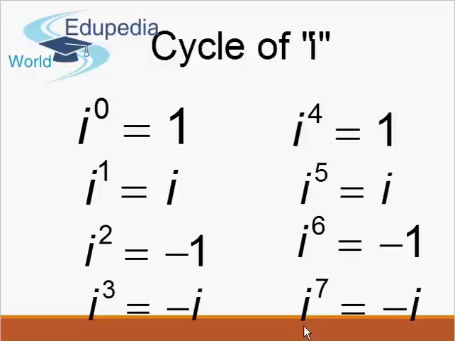i raised to the power 7. How do we break down i raised to the power 7? i raised to the power 7 can be written as i raised to the power 4 multiplied by i raised to the power of 3. What is i raised to the power 4? Once again, it is 1. What is i raised to the power of 3? That is negative i. So we get negative i as the answer.